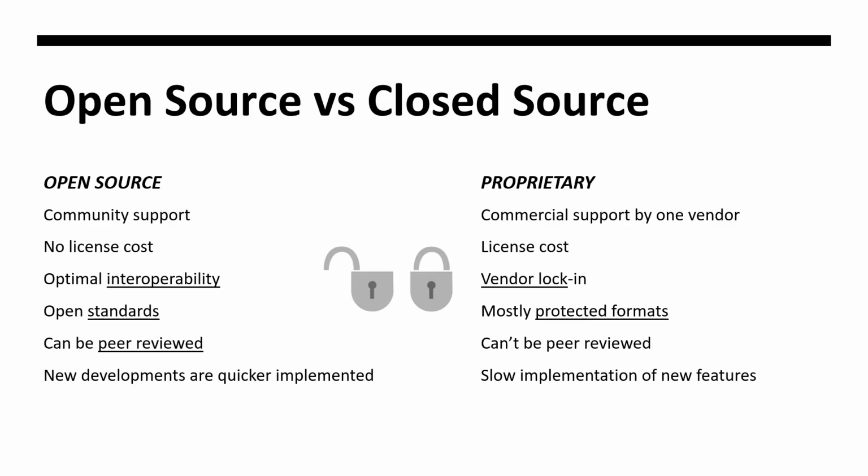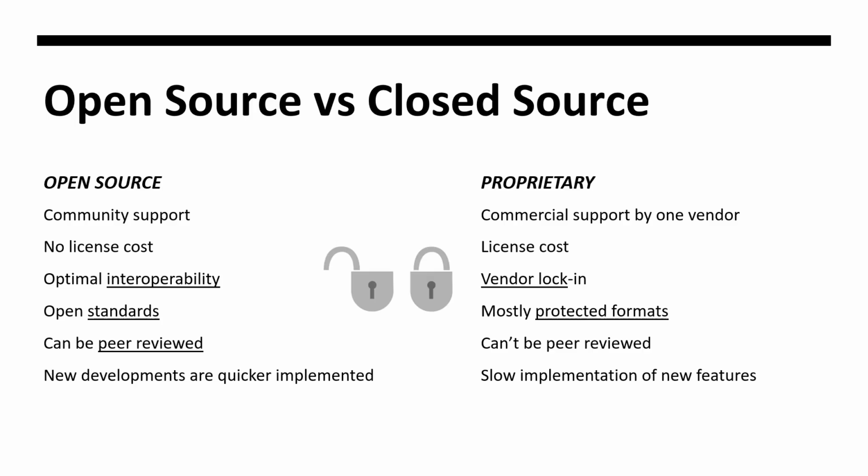Proprietary software, on the other hand, is typically supported by a single vendor. It comes with license fees and often leads to vendor lock-in, where switching becomes costly or technically difficult. Formats are usually protected, limiting integration. And because the code is closed, it can't be peer-reviewed. That slows down innovation and makes it harder to spot vulnerabilities.